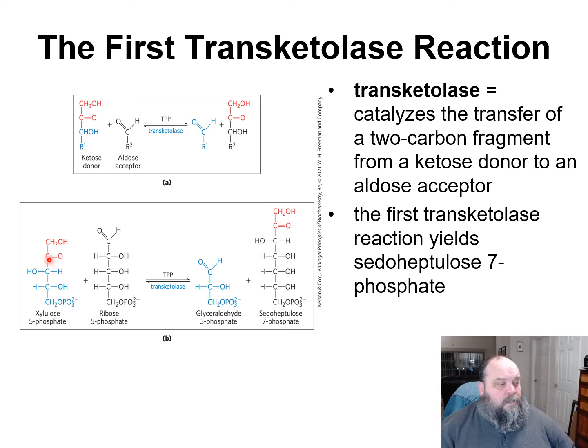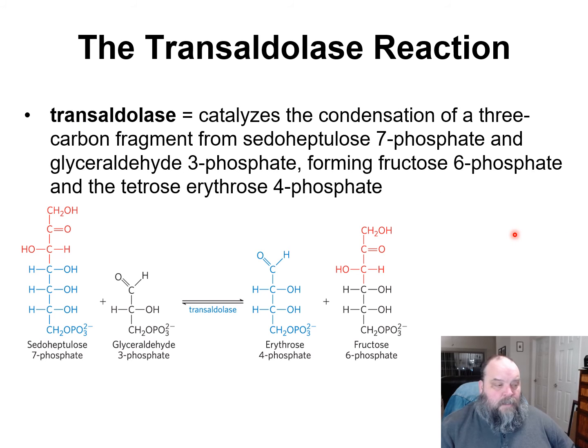So transketolase is going to transfer these 2 terminal carbons over to ribose. There is a remaining 3 here from xylulose: glyceraldehyde 3-phosphate. We can work with that. The 7, 1, 2, 3, 4, 5, 6, 7, that was ribose is now sedoheptulose 7-phosphate, the 7 carbon thing here. Well, guess what? Can't do much with that.